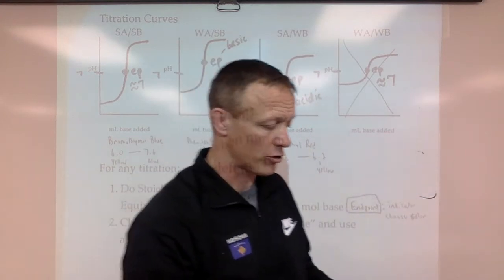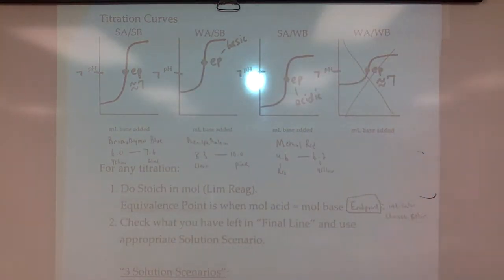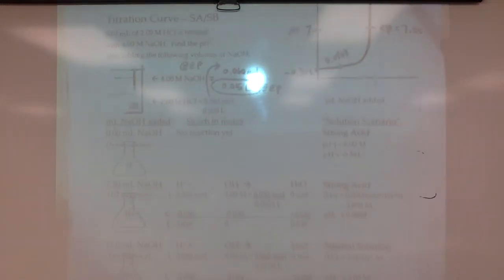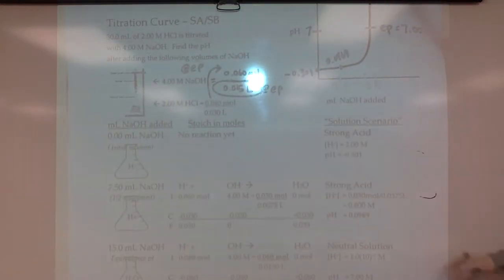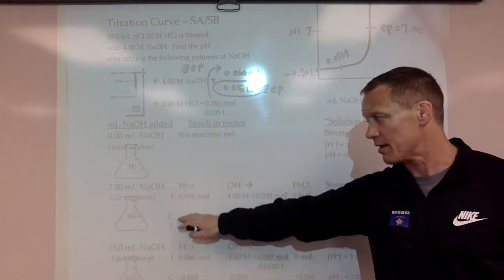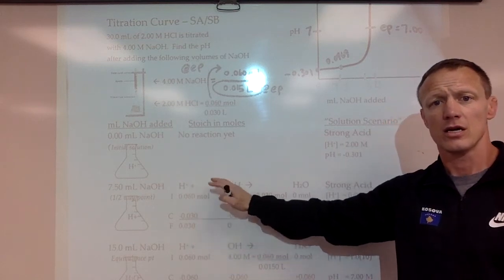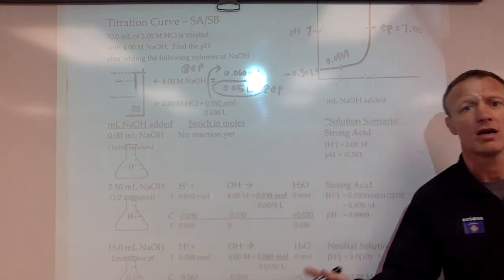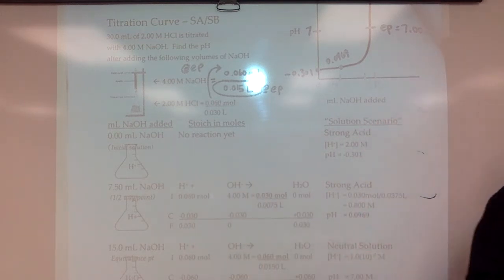There are 2 pages in your notes about that. This is page 6 of your notes. It's kind of done for you, so if you need to follow an example and want to see what's going on, it shows some ICE tables here, essentially, and how stoichiometry works with strong acid, strong base. I'm going to do the page after that. It says you try it.